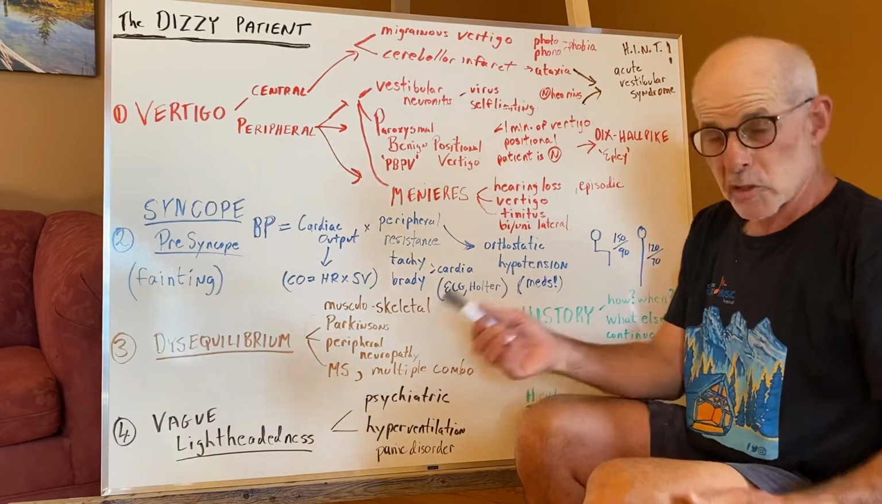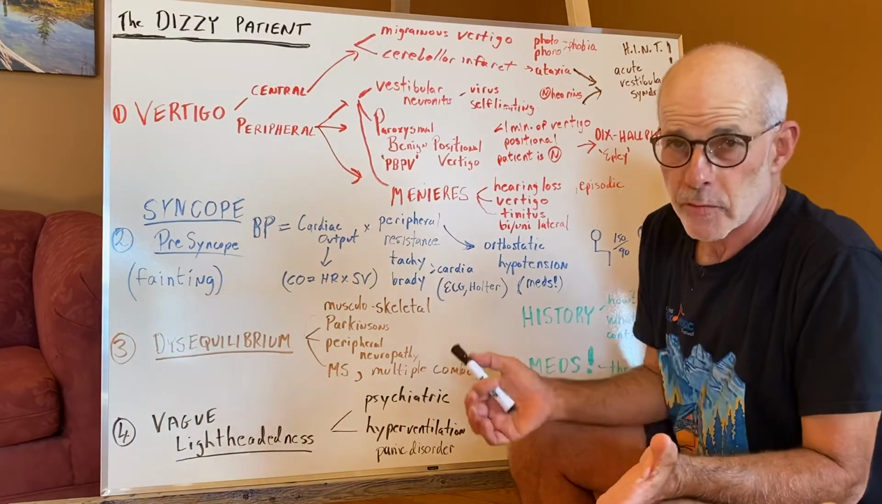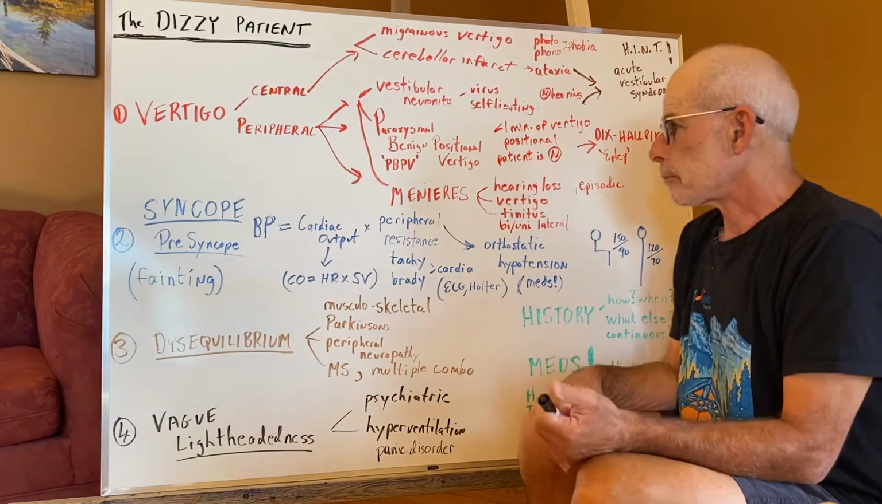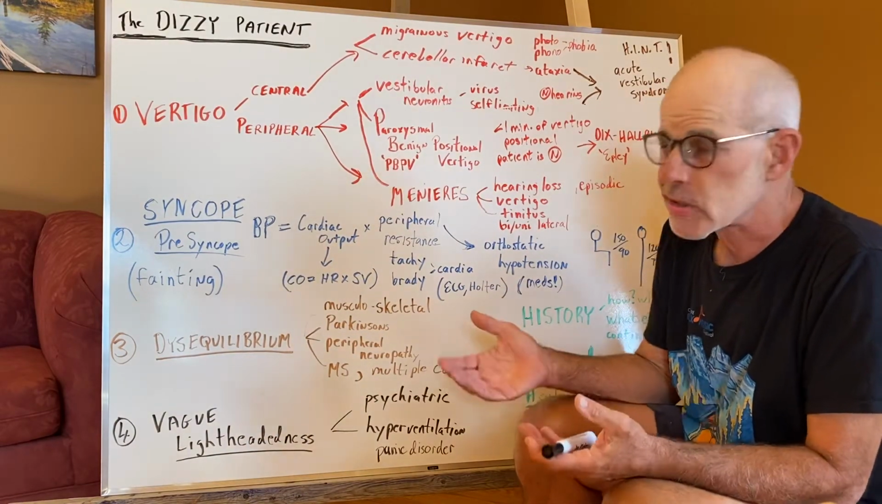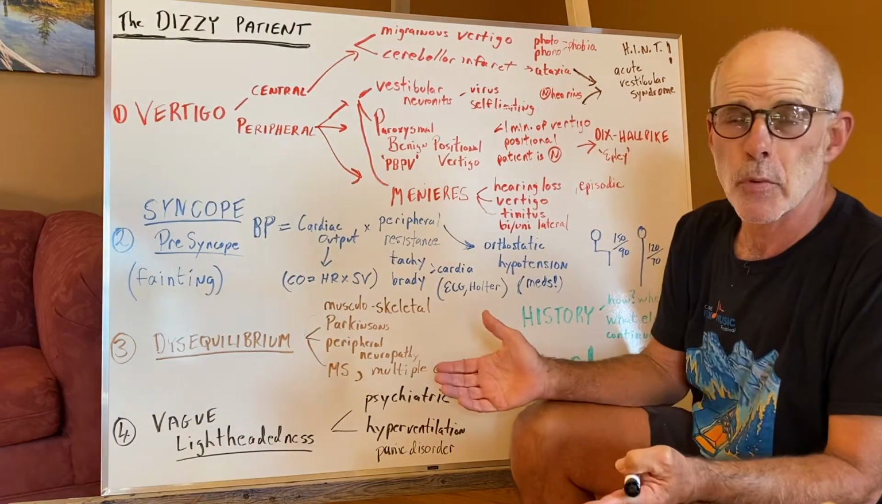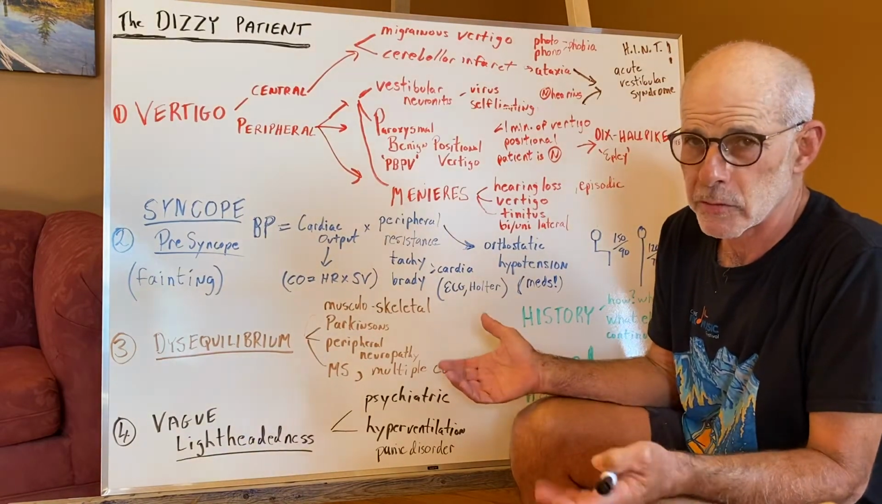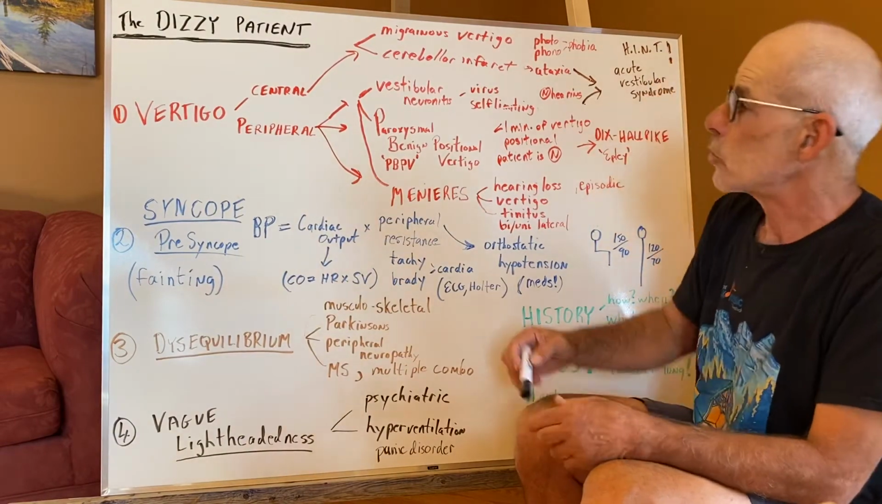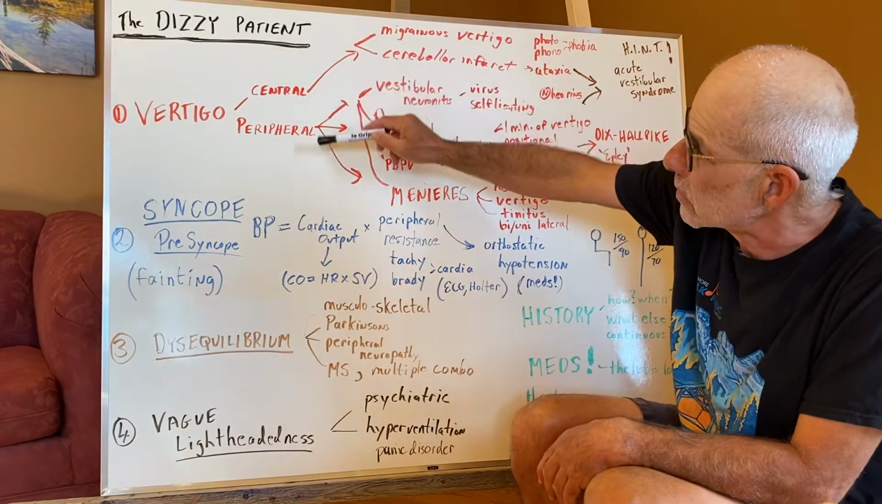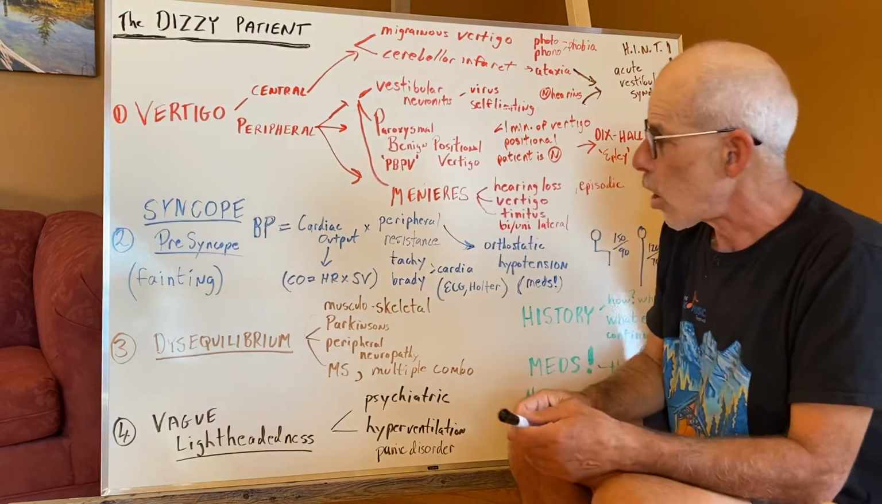So the majority of time, it's going to be a peripheral cause. It's important, however, to distinguish the central causes. Even though they're in a minority, they're very important to diagnose because serious consequences will result if you don't make the diagnosis quickly. So you need to be able to distinguish between central and peripheral causes.